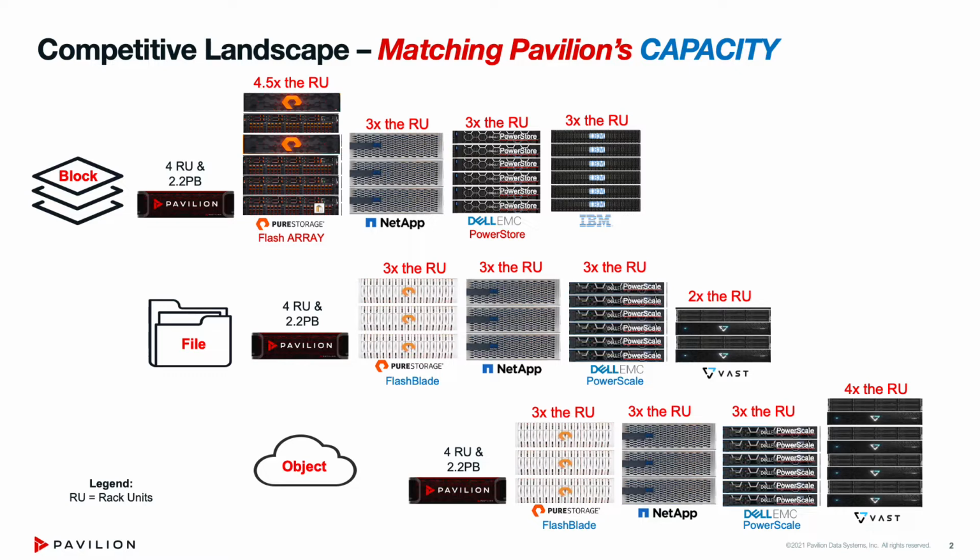If you look at the dimension of file, our 4 rack units 2.2 petabytes, it would take 3 times the rack units for Pure Storage, 3 times for NetApp, 3 times for Dell EMC PowerScale, and 4 times for VAST. As we look through an object lens, again, our 4 rack units and 2.2, 3 rack units FlashBlade, 3 rack units NetApp, 3 rack units PowerScale, and 4 rack units VAST.